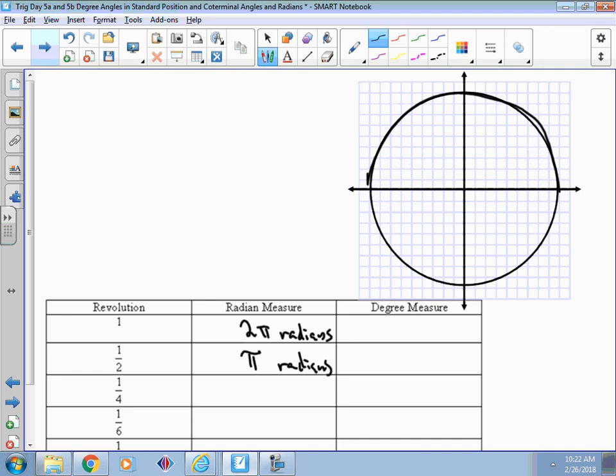What if I only want to go a quarter of the circle? If this takes pi radians to get all the way to there, then what if I just want to go short to just a quarter of the circle? Well, it must be pi cut in half, right? Half of a pi.